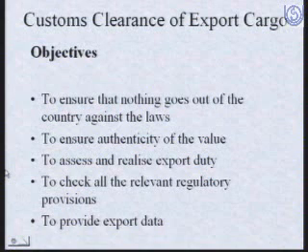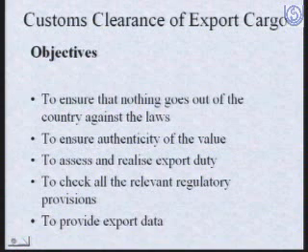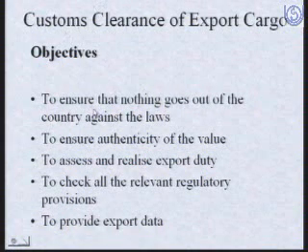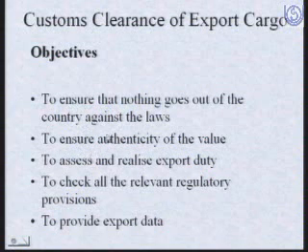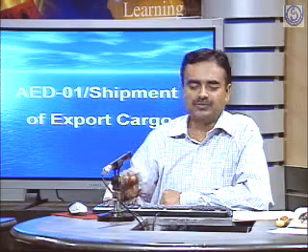Now, once you have appointed the clearing and forwarding agent, the next step is customs clearance and actual shipment. Why do you go for customs clearance of export cargo? The first is to ensure that nothing goes out of the country against the laws. Second is to ensure authenticity of the value. Third is to assess and realize export duty. Fourth is to check relevant regulatory provisions. Next is to provide export data.